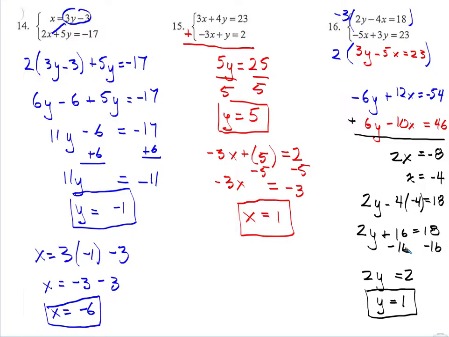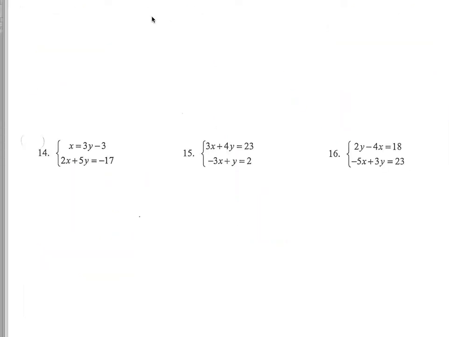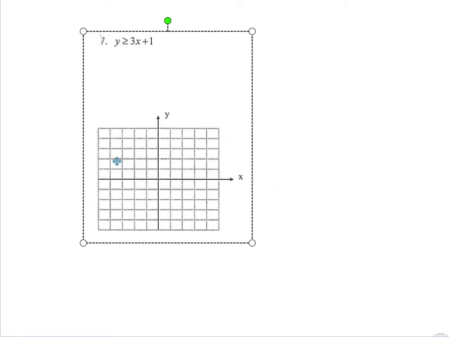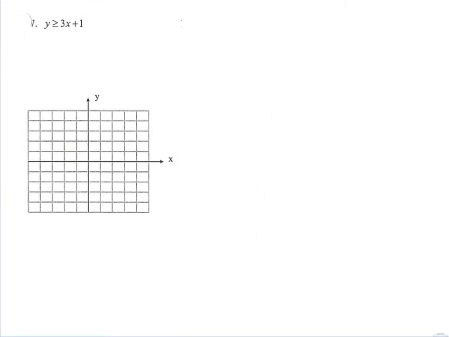All right, moving fast and furious, going through this. We have number 17. Problem 17 is y is greater than or equal to this number. So y-intercept is 1, and my slope is 3, so I go right 1, up 3, or I can go left 1, down 3, and I need to make a line that goes through that.